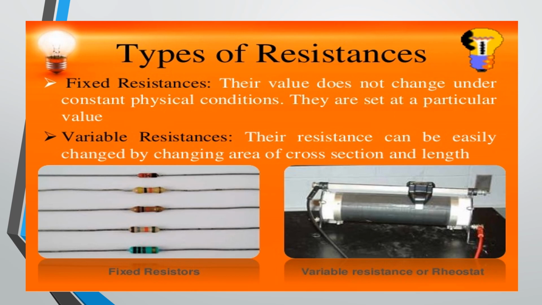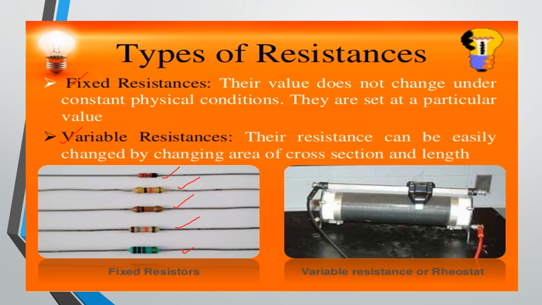Now we have types of resistance. We have two types of resistance. One is fixed resistance, the second type is variable resistance. For fixed resistance, we have devices like this. You can see the images here. These are what we call resistors. These resistors have a particular value. Individual resistors have a particular value.